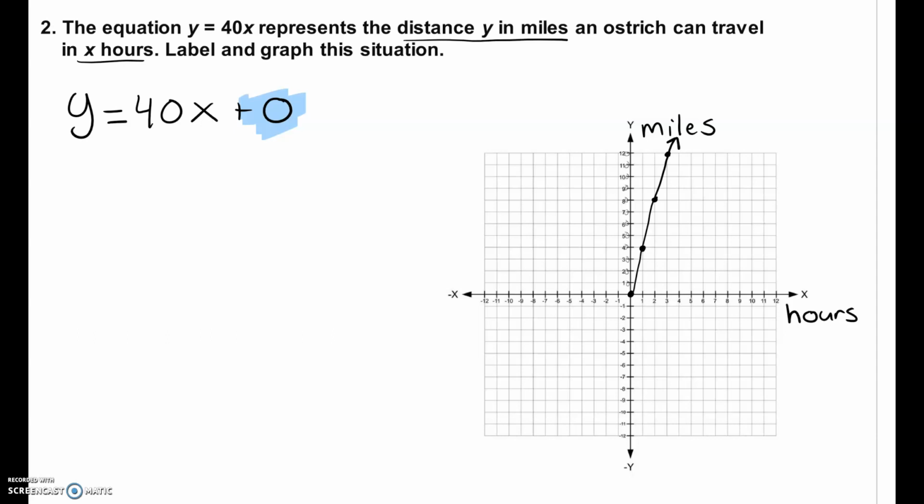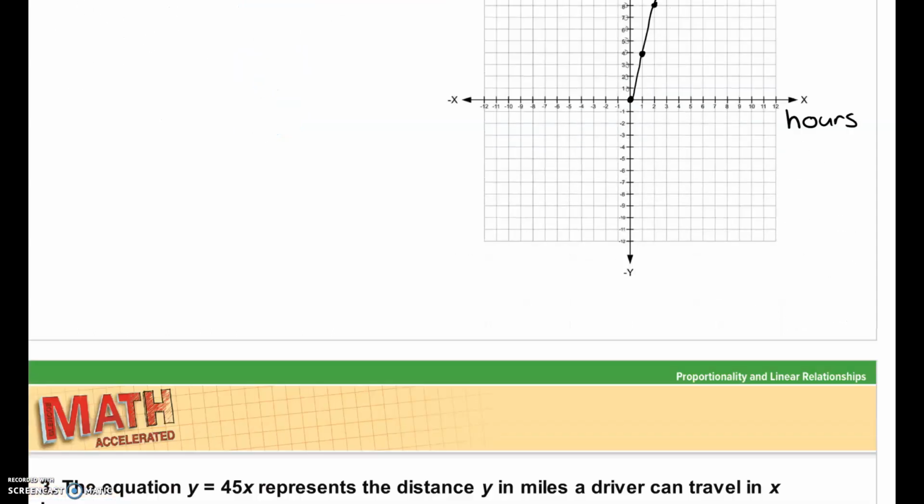So what we just did is we took this equation and we graphed it. The only kind of new part here that we haven't done before is that we're talking about a real world situation. So we're just graphing how many miles this ostrich can go in a certain number of hours. All right, next question.